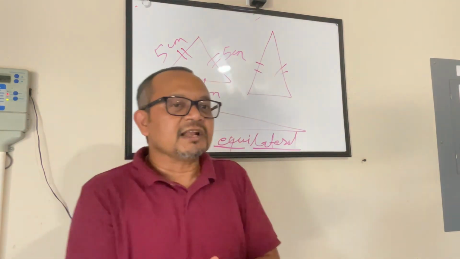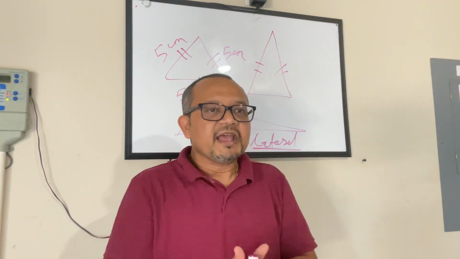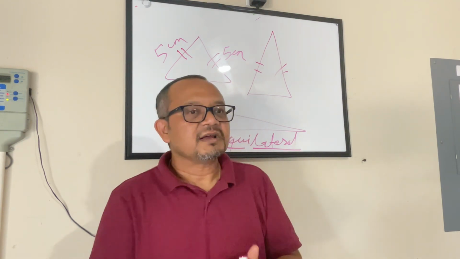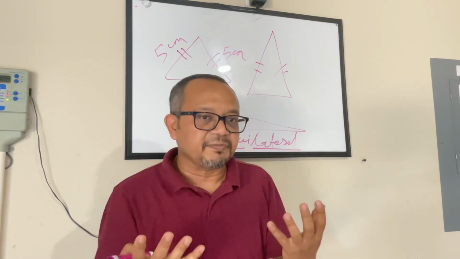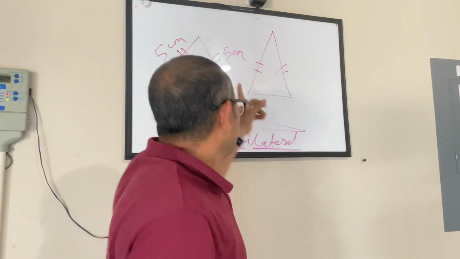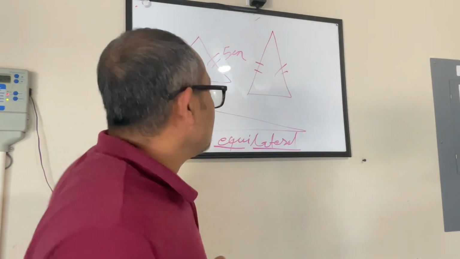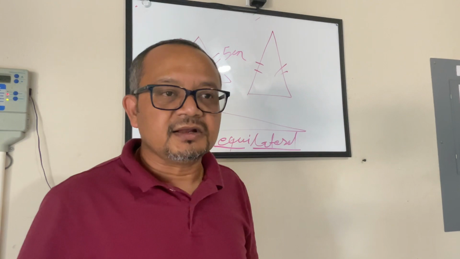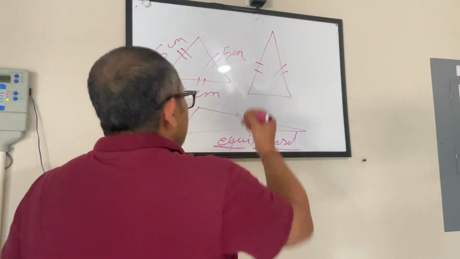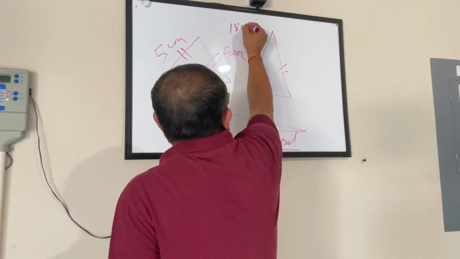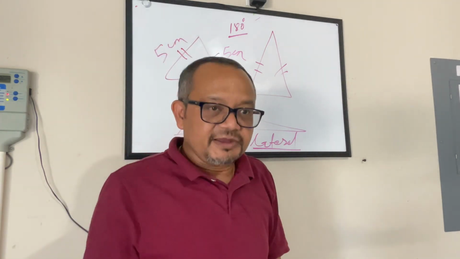Okay, so each angle of an equilateral triangle is 60 degrees. Why? Because if the sides are the same, the angles are also the same. It's a perfectly symmetric shape. So when all the sides are the same, all the angles are also the same. And do you guys know what is the sum of all the angles of a triangle? 180. So all the angles together are 180 degrees.